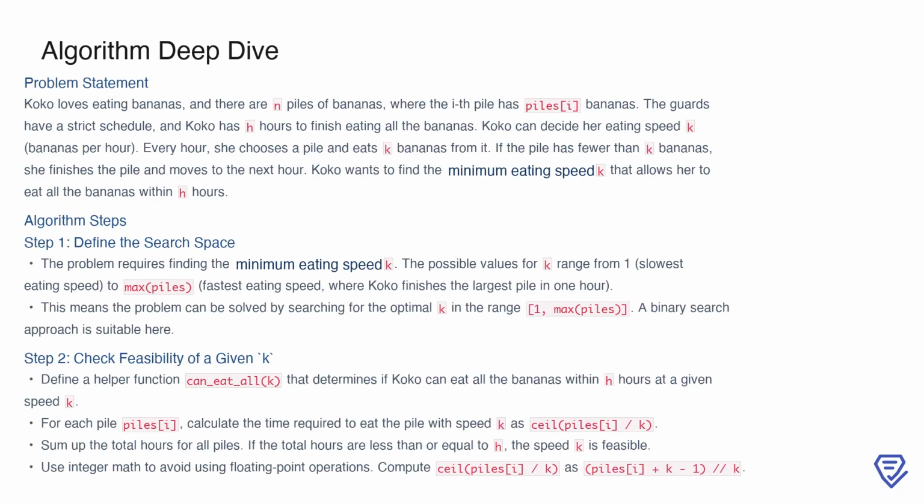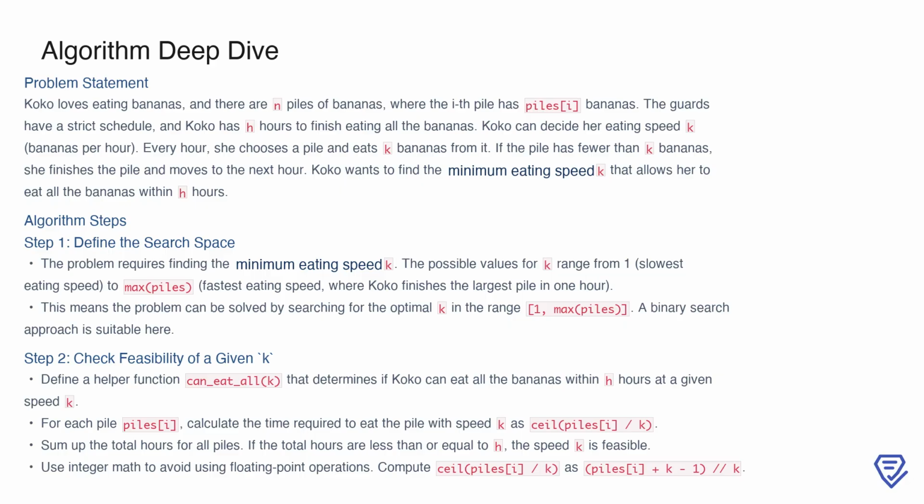To understand this problem, imagine Koko has a number of banana piles, and she needs to eat all of them within a given number of hours, h. The catch is, she can decide how fast she eats each hour, represented by the speed k, which is the number of bananas she eats per hour. If a pile has fewer bananas than k, she finishes the pile in less than an hour and moves on to the next. Our objective is to determine the minimum value of k that allows her to eat all the bananas within the allotted time.